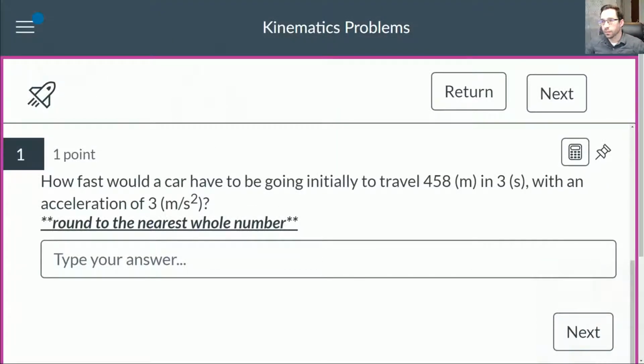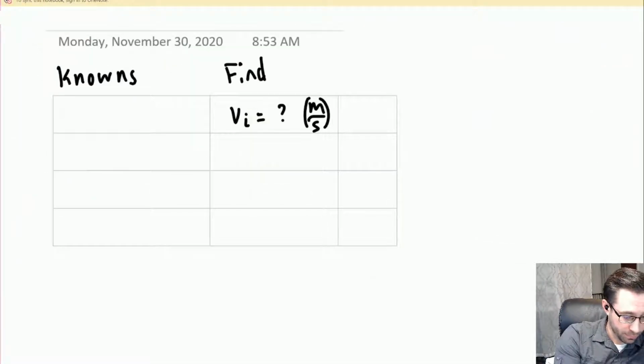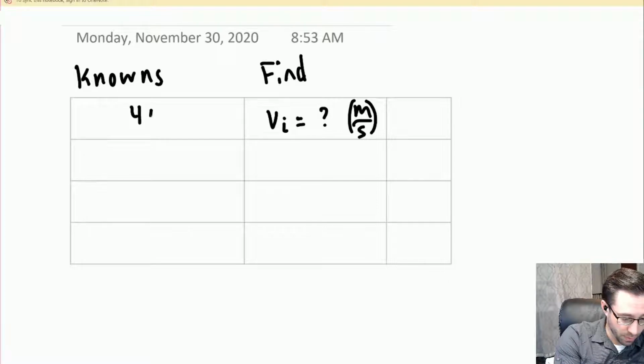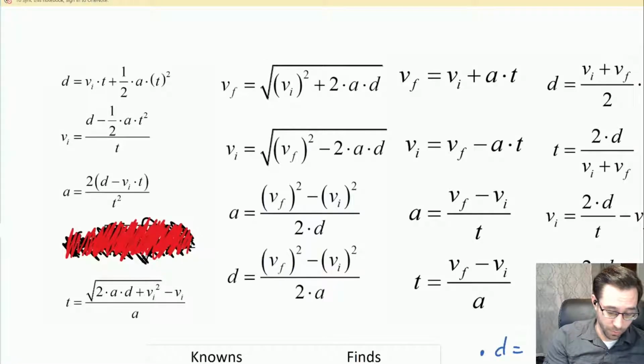So after we figure out what we need to find, the next thing is we need to write down what we know. The way that I do this is I go through the problem and look at the values in the problem. The first number that I hit is the 458 meters. Now I know that the unit of meters corresponds with which one of these?